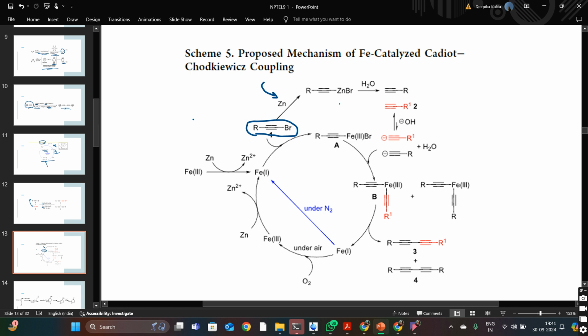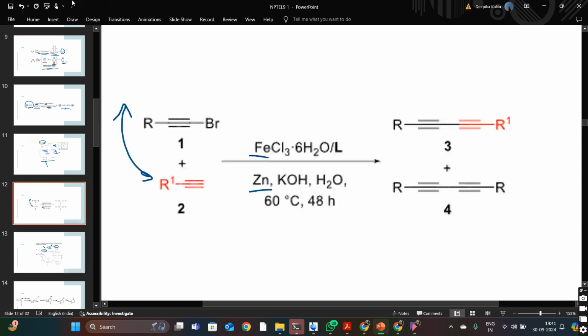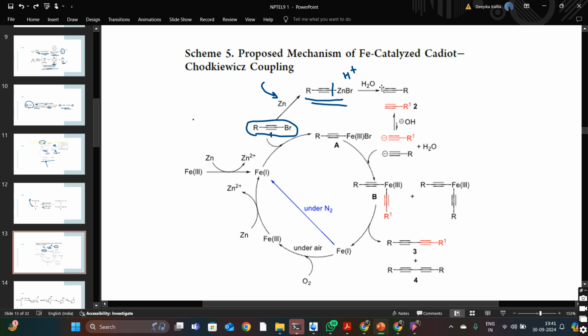So zinc metal insertion will take place to give you a zinc bromide complex of this type. Okay, zinc metal insertion takes place, and in presence of moisture in the reaction medium, this carbon zinc bond will break, and the anion will simply take up a proton from the environment to give you this debrominated alkyne. Okay, so if you go back to the question, you will see this one alkyne first undergoes reaction with zinc, and in presence of water in the system, it will give you this debrominated alkyne.